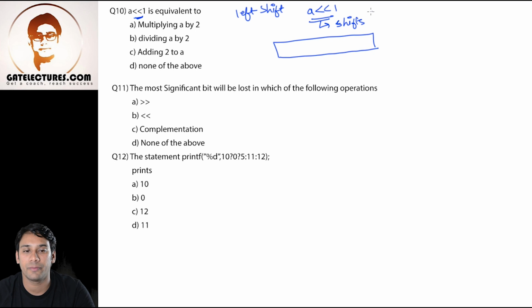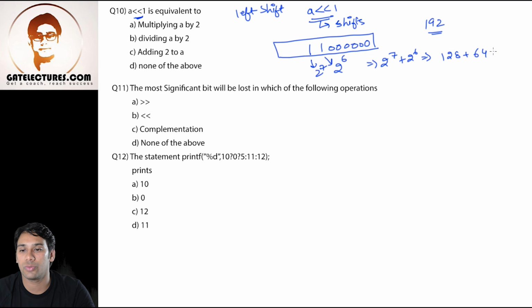Let us suppose we have a variable a of 1 byte, and the value stored in the variable a is 192. How do you represent 192? 192 can be represented like 1 1 0 0 0 0 0 0, where this bit is 2 raised to power 6 and this is 2 raised to power 7. Therefore 2 raised to power 7 plus 2 raised to power 6 is 128 plus 64, which is equal to 192, right?